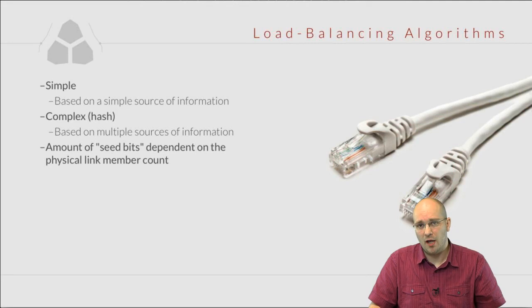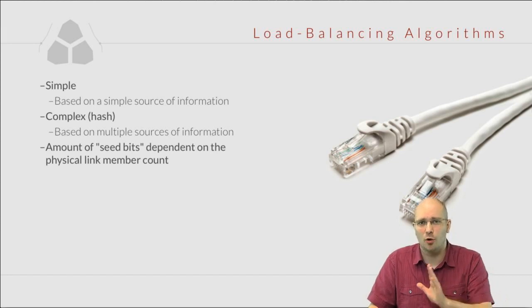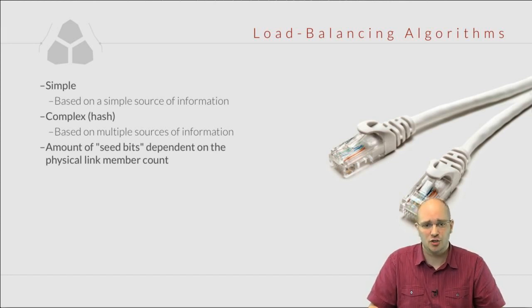I mentioned before that load balancing in an EtherChannel can be performed using different algorithms. These algorithms can fit, generally speaking, into two categories: simple ones and more complex ones. The simple ones make their decision, the decision which link in an EtherChannel to use, based on information coming from a single source. Hash algorithms, the complex ones, use more than one source to make the determination which link in a bundle to use. I'll talk about simple and complex load balancing algorithms in just a bit.